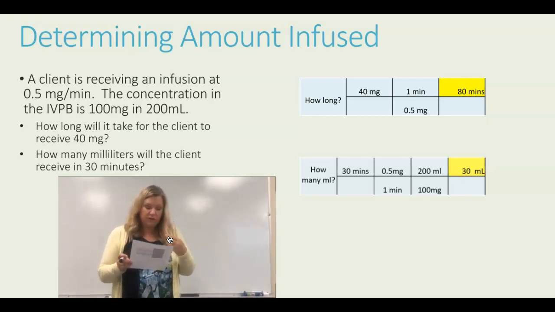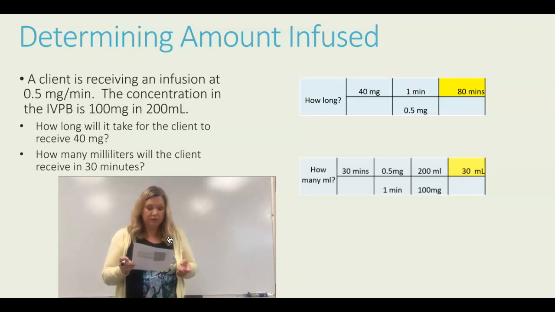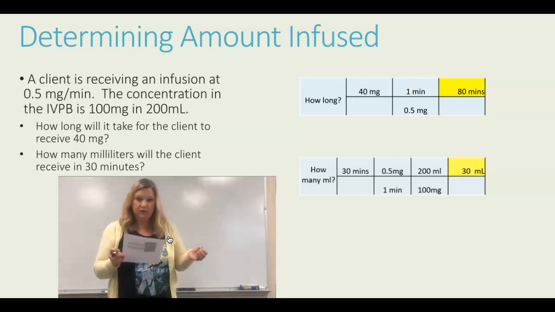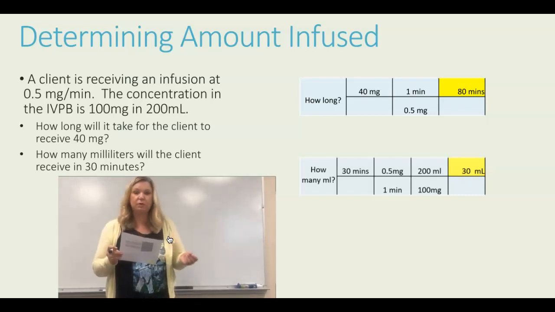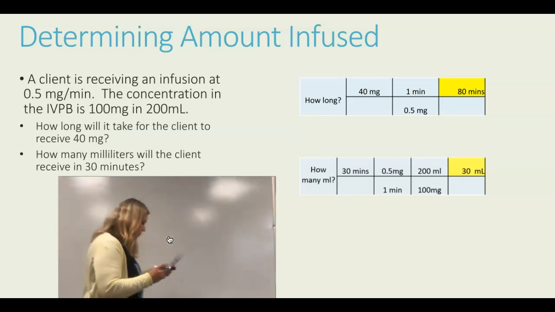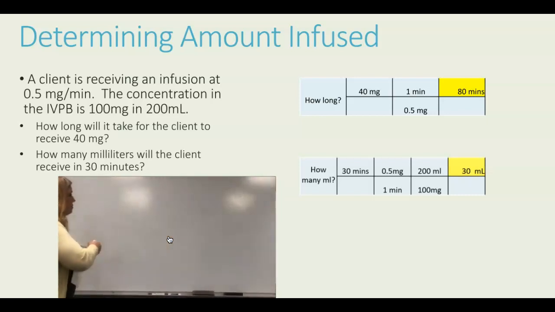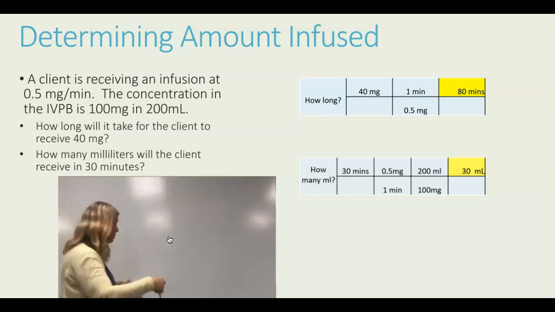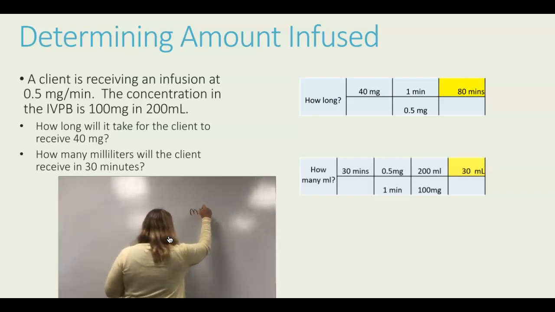How long will it take for the client to receive 40 milligrams? So if it's going 0.5 milligrams per minute, how long will it take to get to 40 milligrams? So let's just build that with dimensional analysis. Okay, so I need to end up answering my question in minutes. It says how long, so that's how many minutes. So we're going to end up with minutes.